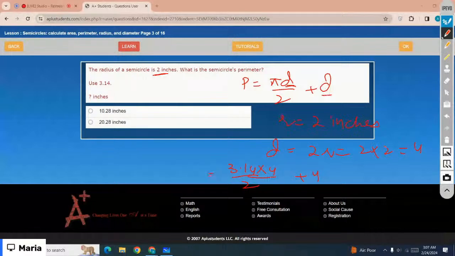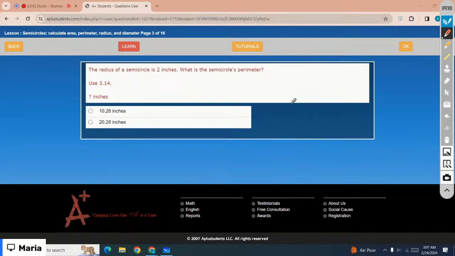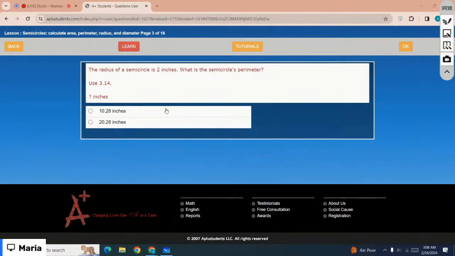Let me multiply: 3.14 times 4 is 12.56, divided by 2 is 6.28, plus 4 is 10.28. The correct option is 10.28 inches. Option number 1 is the correct option. Got it?